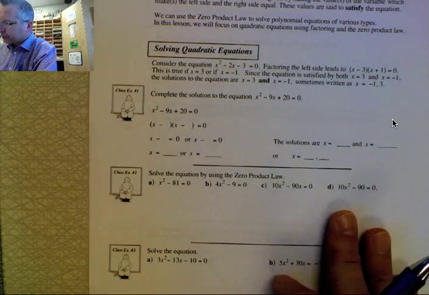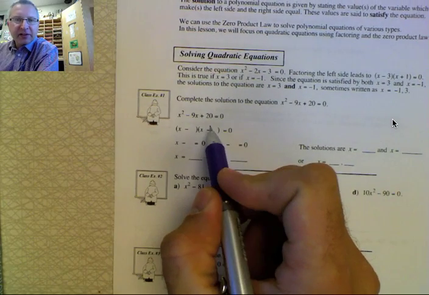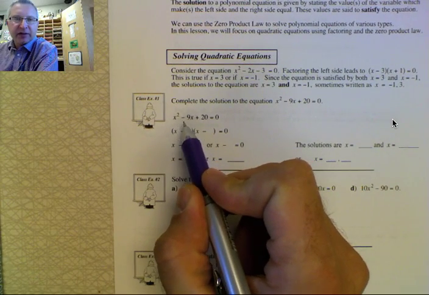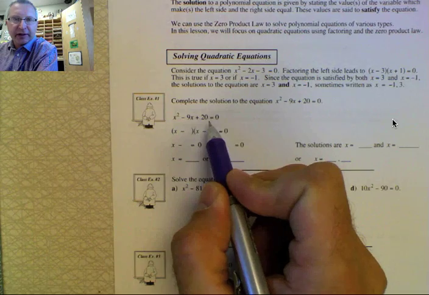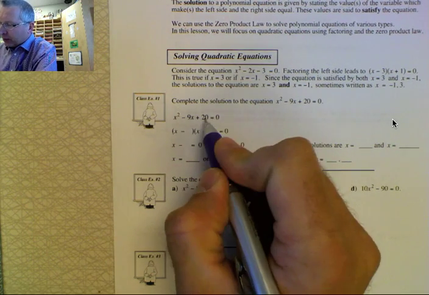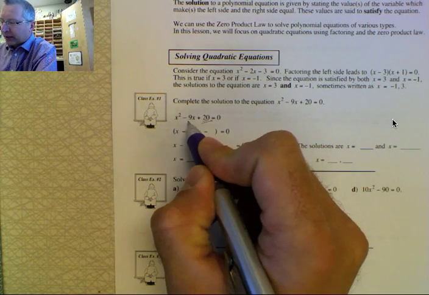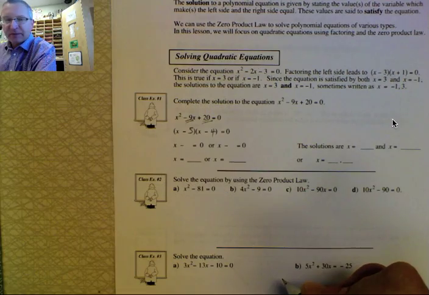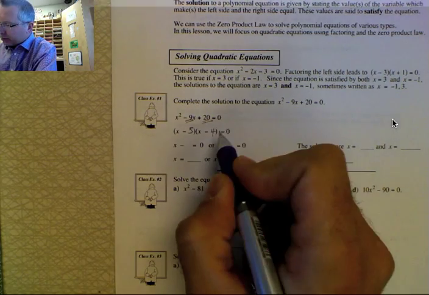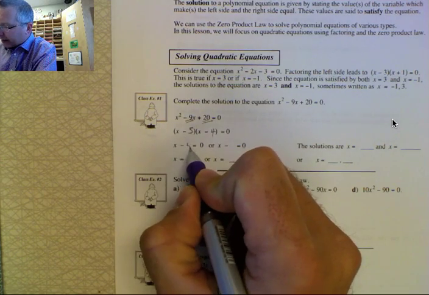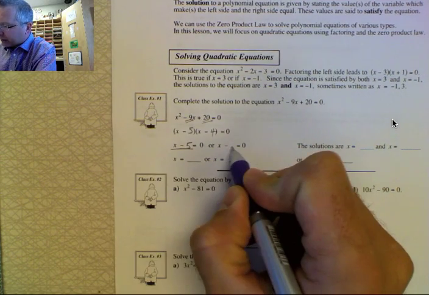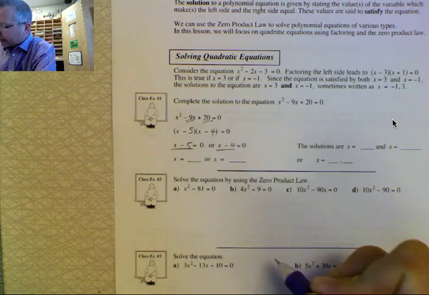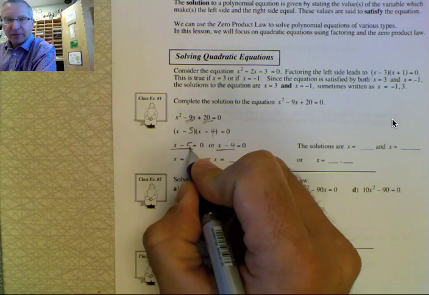So if we look at the next situation, they give us a quadratic and they say, okay, we've got x squared minus 9x plus 20. They want us to factor this. Well, we need two numbers that multiply to 20 and add to negative 9. Well, those two numbers are x minus 5 and x minus 4. So now that we have these two factors, we equate x minus 5 to 0, and we equate x minus 4 to 0, and we solve for x.